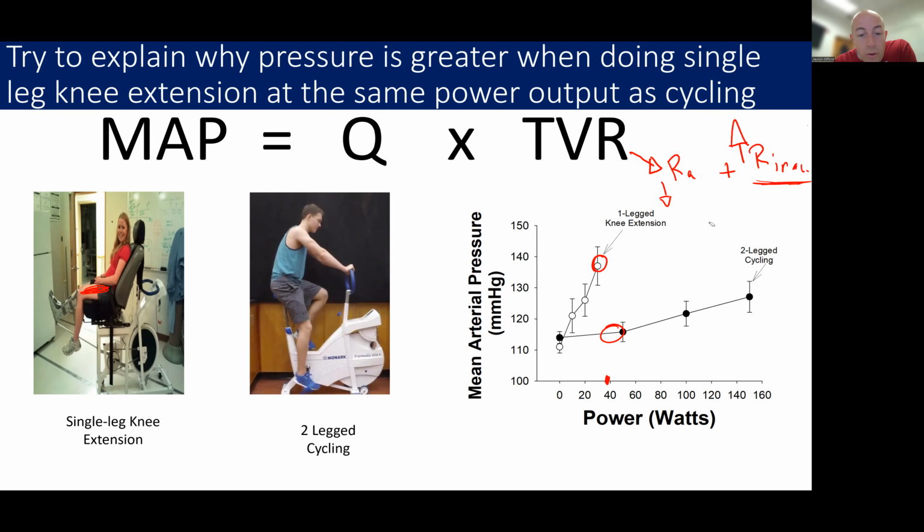In contrast, when you're doing two-legged cycling or something else like running or whole body exercise, you're decreasing resistance in a very large area all throughout the body. And so you're dropping resistance a lot, whereas your signal for vasoconstriction is only happening in the inactive areas, which is going to be a relatively small amount of muscle. So the more muscle you're engaging for a given power output, the greater the decrease in resistance.